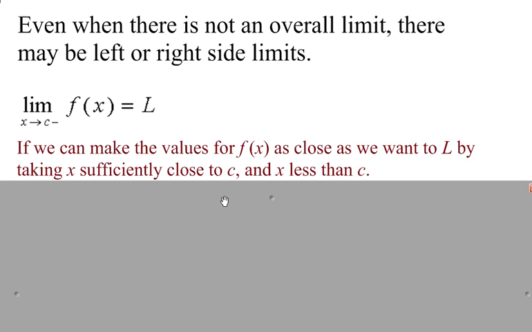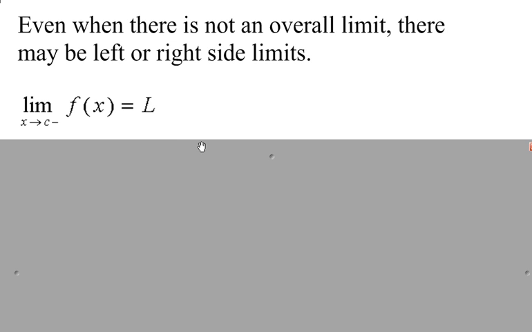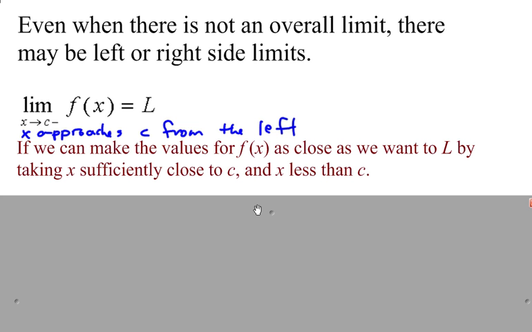So let's start with this one. This would be the limit as x approaches c from the right. Let's just write that. Left. As x approaches c from the left. And then we've got a more technical definition here, which says that if we make values for f of x as close as we want to L by making x sufficiently close to c with x less than c, all this is saying is that we're coming in to c with x values that are less than c, and we're going to get a number very close to the limit.